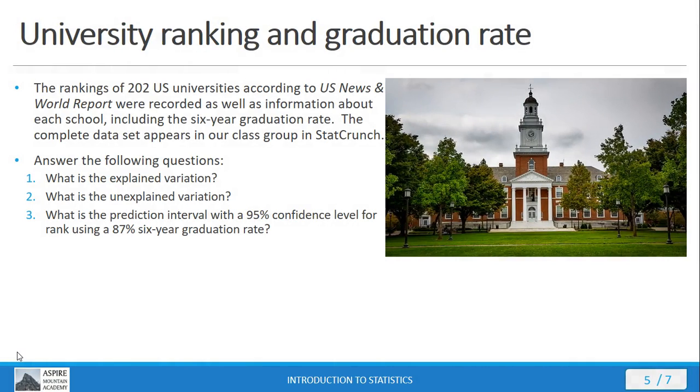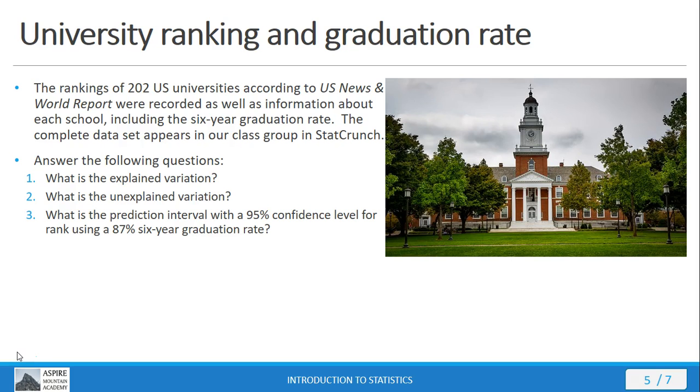This actually has practical use when solving some problems. So let's take a look at an example real quick. Here we've got rankings for 202 U.S. universities, and they're recording information about each school. We're asked to answer the following questions. What's the explained variation? What's the unexplained variation? And what is the prediction interval with a 95% confidence level for rank using an 87% 6-year graduation rate?